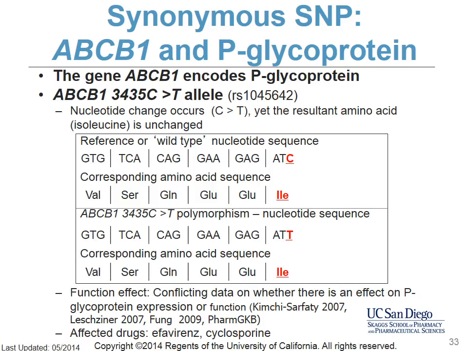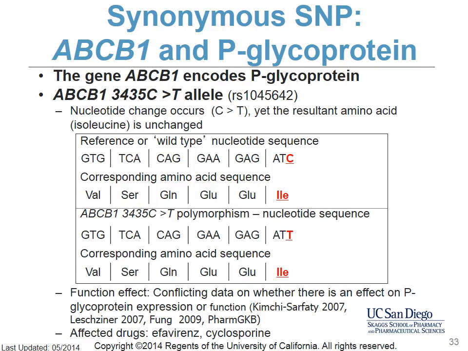The first type of polymorphism we'll describe is the synonymous SNP. Our example is the gene ABCB1, which encodes P-glycoprotein. P-glycoprotein is a drug transporter protein found in the cell membrane. The allele we will consider is ABCB1 3435C to T. In this case, the nucleotide at position 3435 is changed from the wild-type C to a T, yet the resultant amino acid, isoleucine, is unchanged from that encoded by the reference sequence.